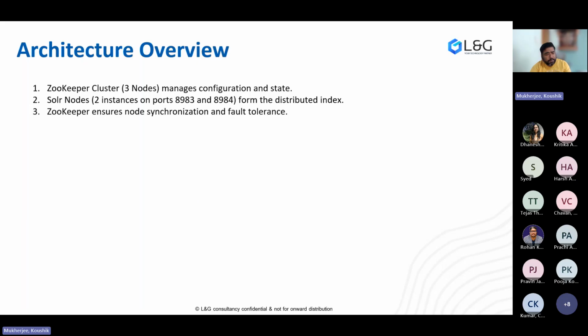Now today we prepared a demo. I created a demo, and the current architecture of the demo is that we have mainly three Zookeeper nodes, I mean, a Zookeeper cluster, to manage configuration and state, and we have two Solr nodes. One will run on port 8983, another one on port 8984, for the distributed index. Zookeeper ensures node synchronization and fault tolerance. We'll show you how Zookeeper ensures this, and how it can manage the leaders, in the demo.